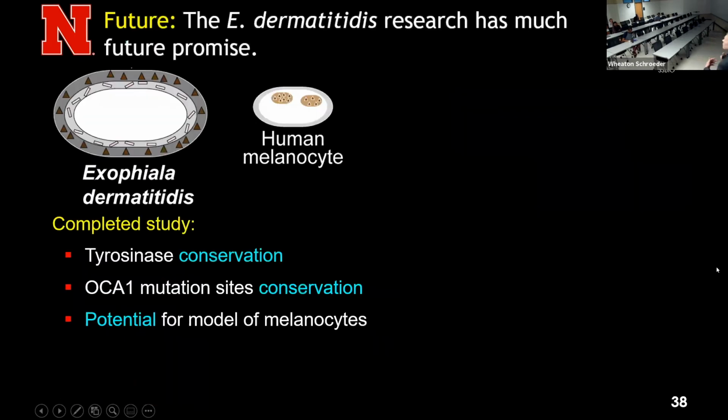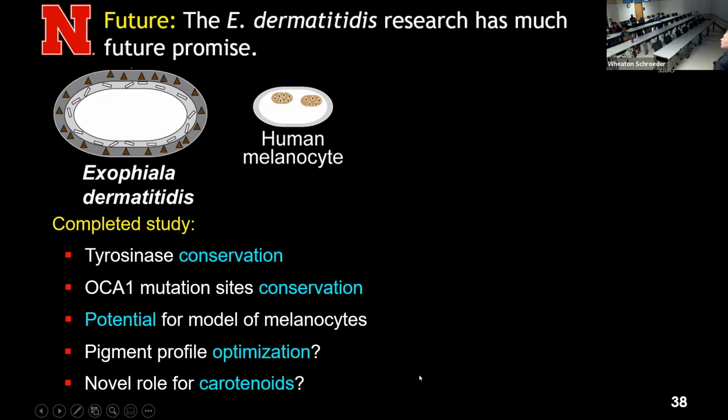The work that I think has the most potential or the most future promise is my work related to Exophiala dermatitidis. So a quick summary is we found that the key enzyme in melanin production, which is called tyrosinase, is well conserved, as well as certain active sites related to albinism. And it has the potential to be used as a model of human melanocytes. This did leave us with two overarching research questions, though, that can be investigated by our in vivo collaborator.